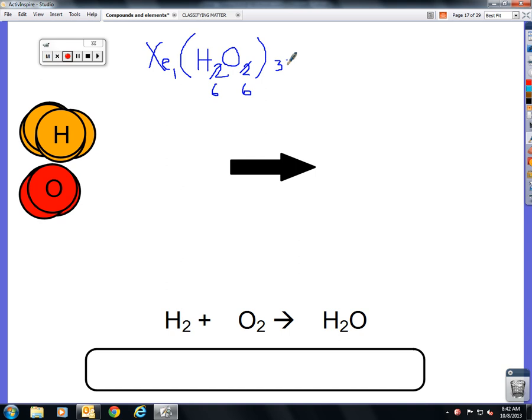Xenon only has 1. This 3 does not affect it because it's not in the parentheses. But if there were a coefficient, a big number, this number says I have 2 of all of this. And I've already used this 3, so I can get rid of it. So I would say I have 2 times 1, 2 xenon. 2 times 6, I have 12 hydrogen. 2 times 6, I have 12 oxygen. So if it said how many atoms total, I would say 12 plus 12 is 24, plus 2 is 26 atoms total.